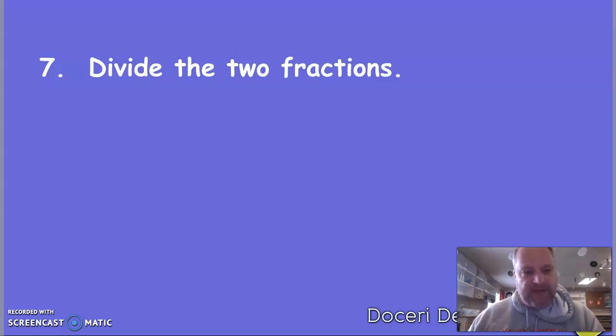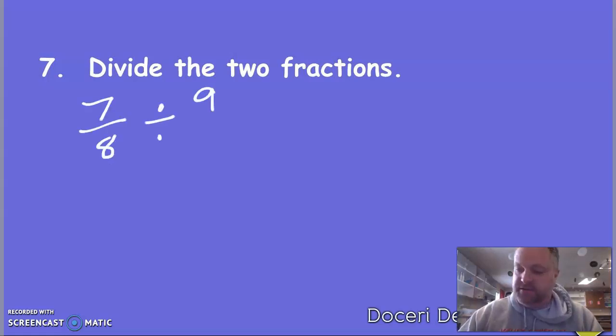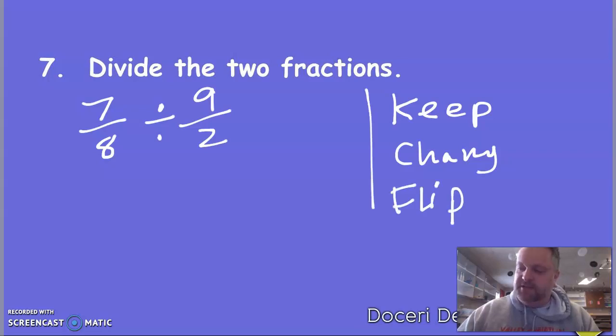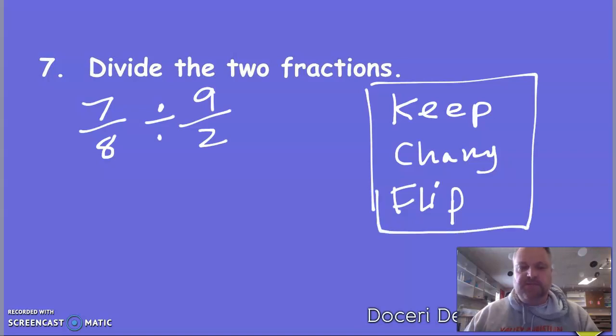Divide the two fractions. So I'm going to write the two fractions here. We're going to use this one, 7 over 8 divided by 9 over 2. So I'm dividing these two fractions, but as we know, we cannot divide fractions. We have to keep, change, flip. In order to divide fractions, we have to keep, change, flip.